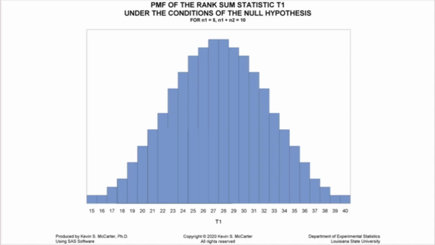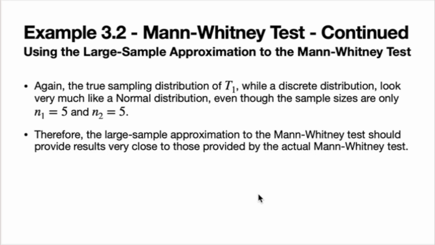But here is the PMF of T under the conditions of the null hypothesis. Obviously, T is a discrete random variable, and so its PMF is going to look discrete because it is discrete. But again, if we imagine superimposing the appropriate normal distribution on top of that, I think that we would agree that we would probably get a pretty good approximation of probabilities that we compute for this distribution. So we can expect this large sample approximation to do a pretty good job even for this total sample size that's equal to 10.